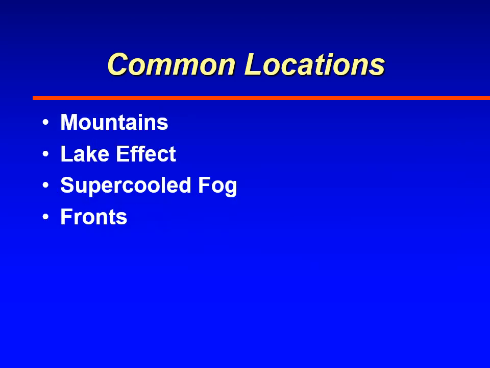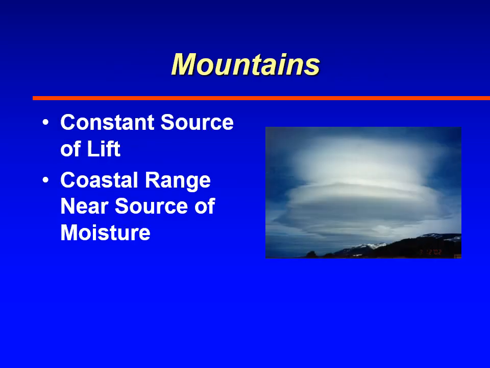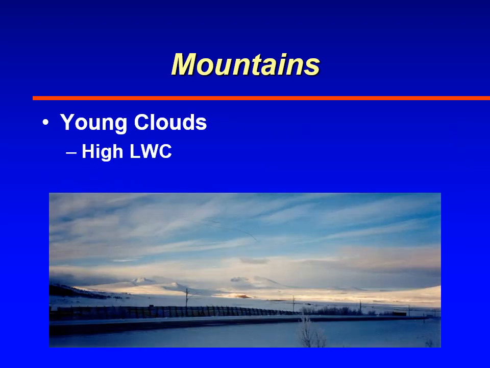There are a few places where icing tends to be more common than others, and we're going to start out with our first one, discussing mountain regions. Mountainous areas, once again, have a continuous lifting mechanism, and then also if those mountains are close to an ocean or bay or lake, then they are near a source of moisture. So the moisture is feeding the updraft and producing clouds. Typically, these clouds tend to be young clouds. They're constantly being lifted and they're constantly producing new clouds. This is prime regions for a high liquid water content and for icing conditions.